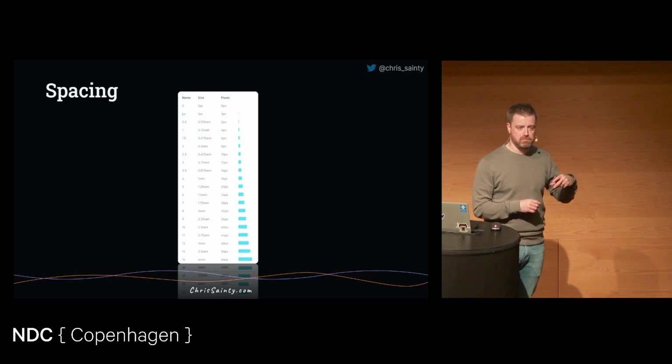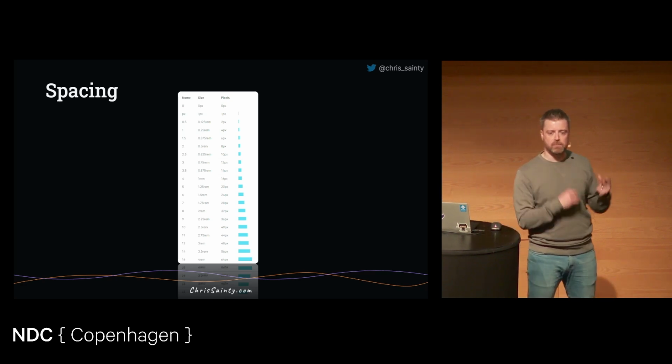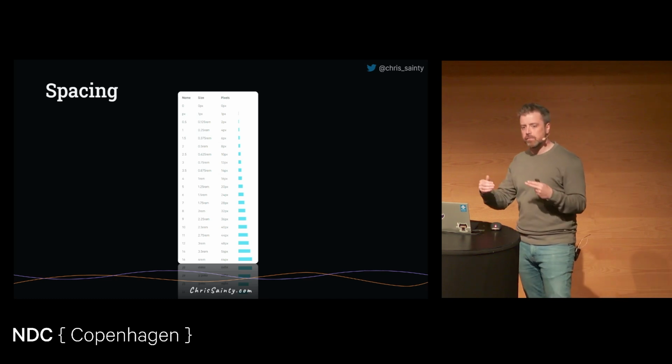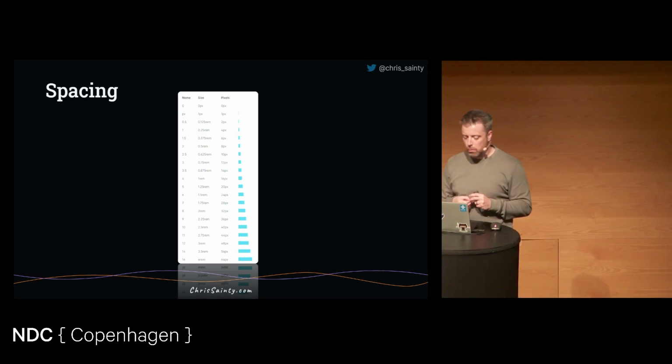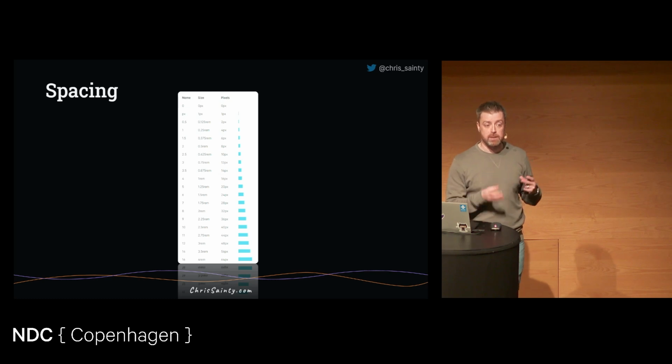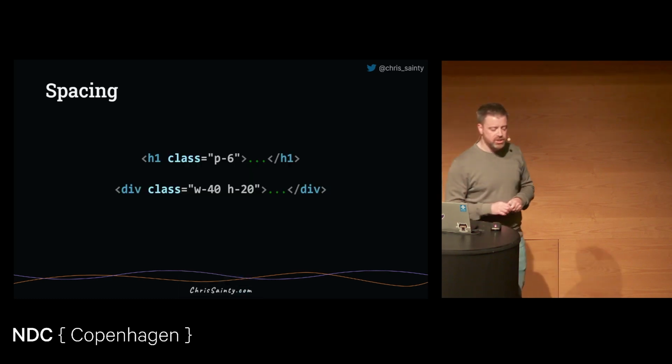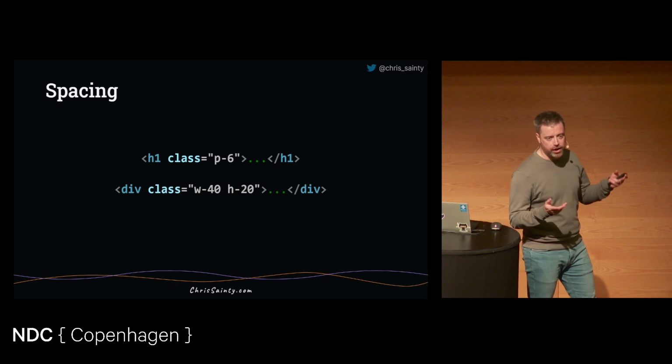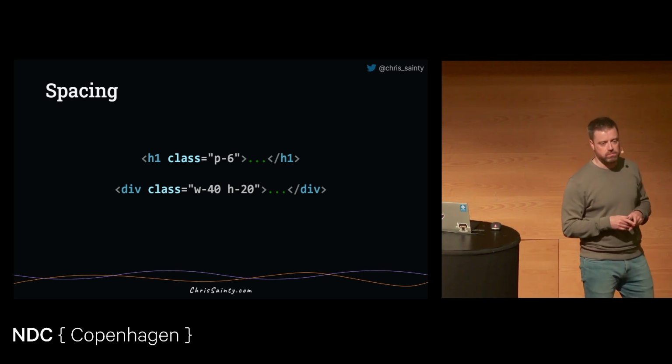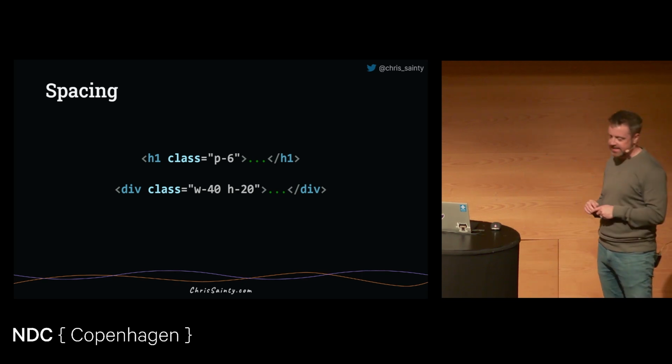So basically 8 is double 4. Okay, so it becomes quite easy to get a feel for how much spacing you want or don't want, and to be able to manipulate it. So that's used for things like padding, width, height, margins, anything you could think of that would be space related.